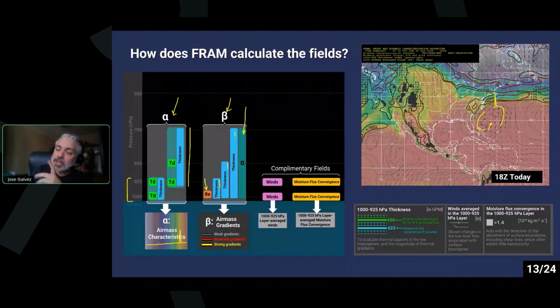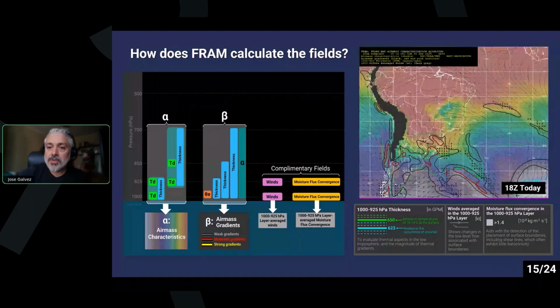Okay, I'm going to keep going. Are there any questions on this? I know there's a lot of information being thrown at you.